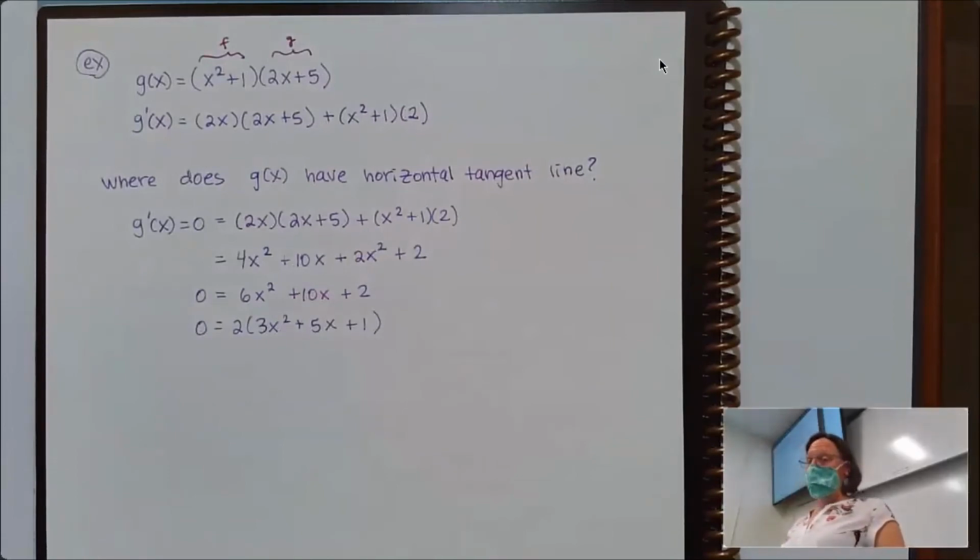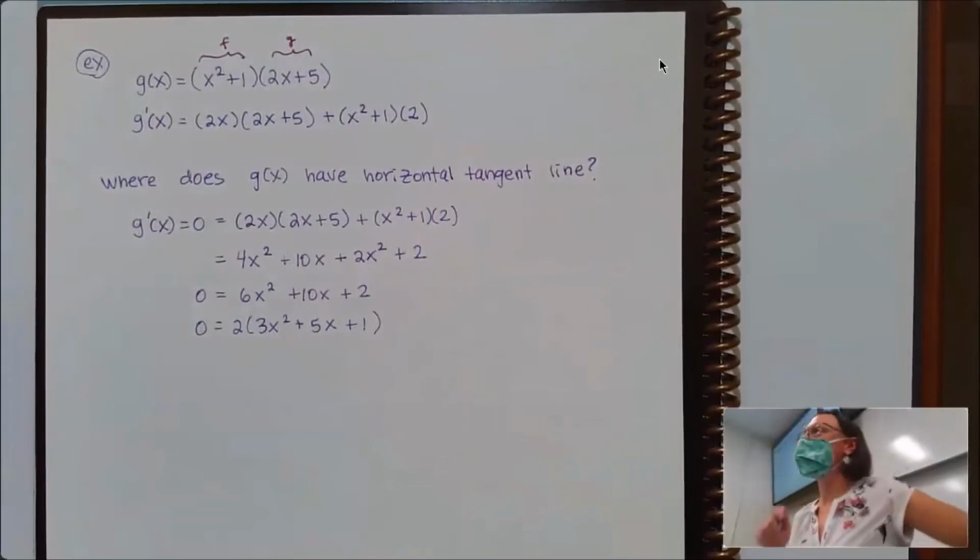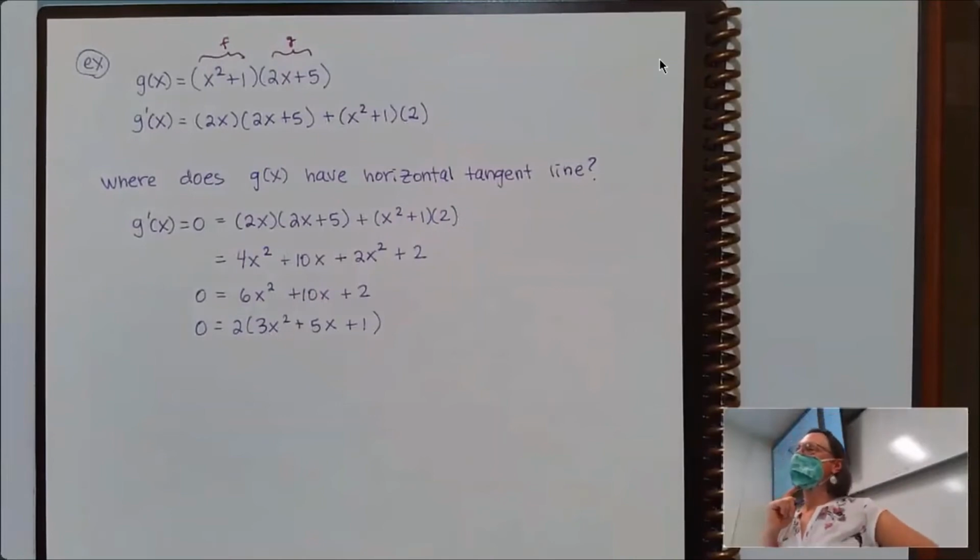I don't think that factors. Clearly, this would be a terrible question to get asked. But what do you do if it doesn't factor? We got skills. What's our next best option if that doesn't factor? Cry is not an option.